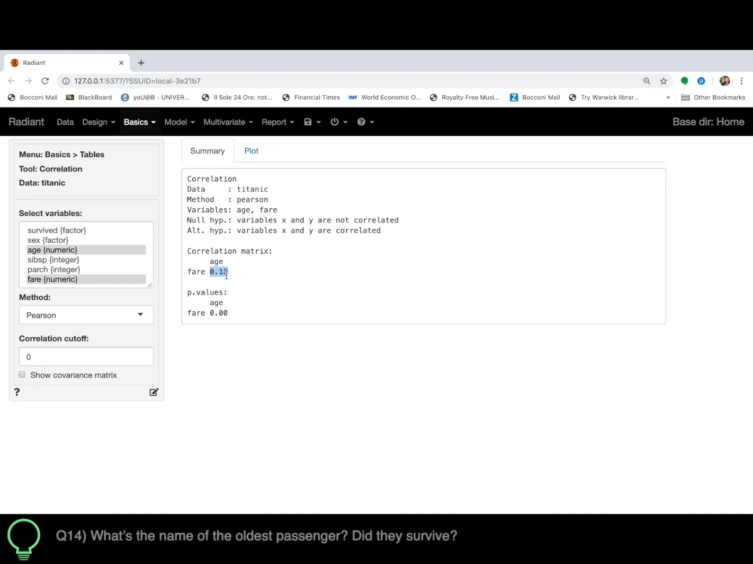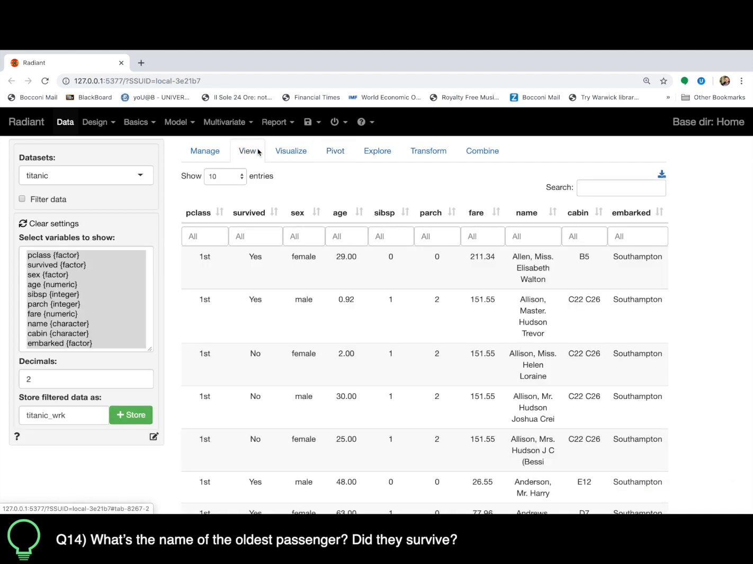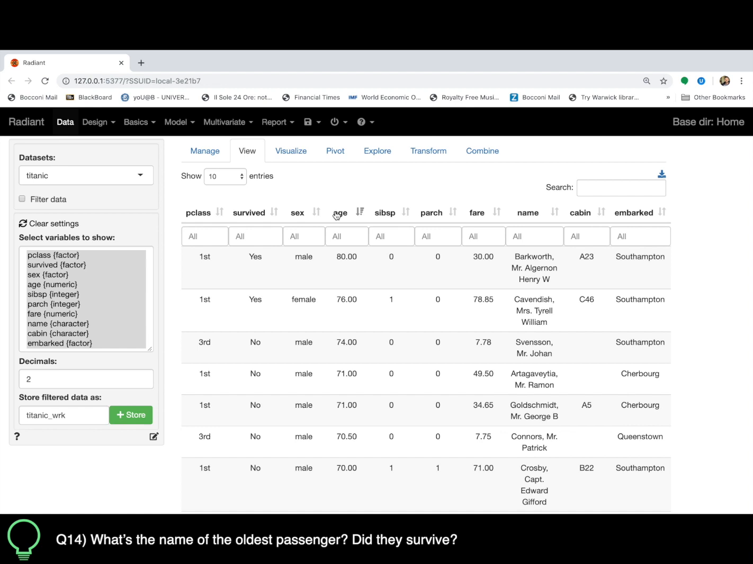Question 14: what's the name of the oldest passenger? Did they survive? This is a simple question. If you go to the View tab, we can arrange the passengers according to age. Barkworth is the name of the oldest passenger, and Mr. Barkworth did survive. Okay, great news.